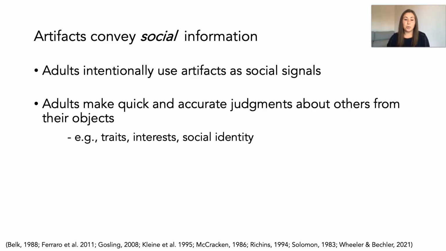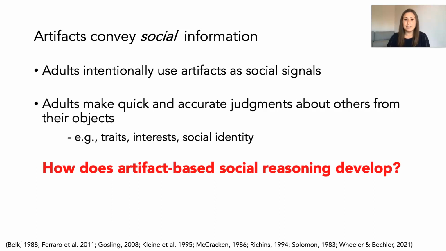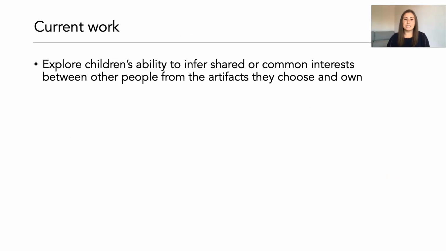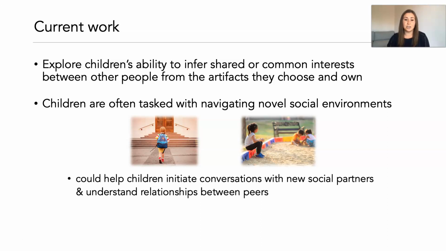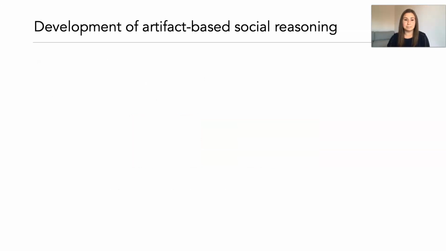And so given the important role that artifacts play in adult social reasoning, an interesting question, therefore, is how does this artifact-based social reasoning develop in childhood? In the current work, we explore children's ability to infer shared or common interests between other people from the artifacts they choose and own. This ability is important because children are often tasked with navigating novel social environments, such as the first day of school or playing at a new playground. Inferring common interests from other artifacts, then, could help children successfully initiate conversations with new social partners and allow them to understand relationships between peers.